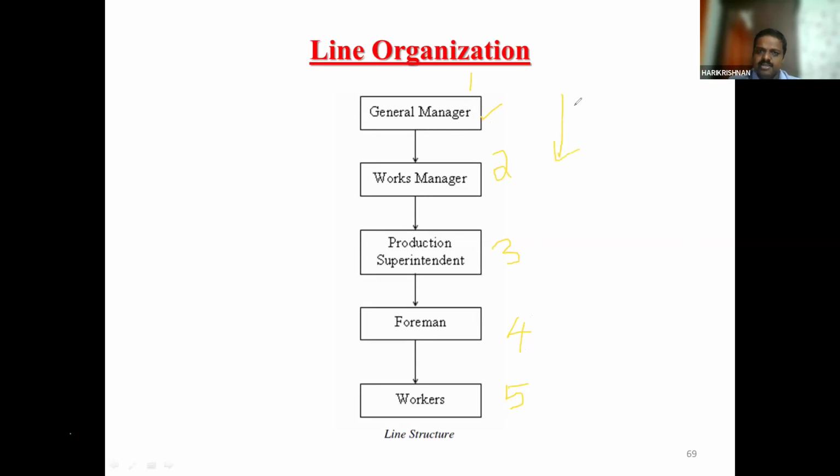The general manager will be having discussion with the works manager. The works manager will be discussing with the production superintendent. The production superintendent will be working with the foreman, and the foreman will be having discussion with the workers. Whatever input is given to the foreman, he will be transferring it to the workers. So this is the line organization.